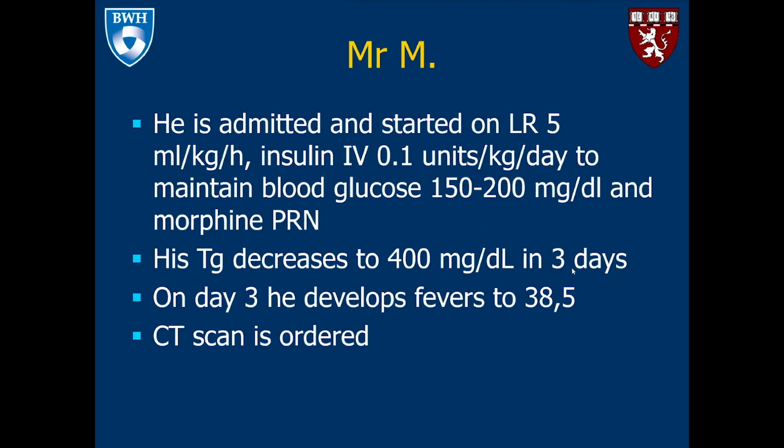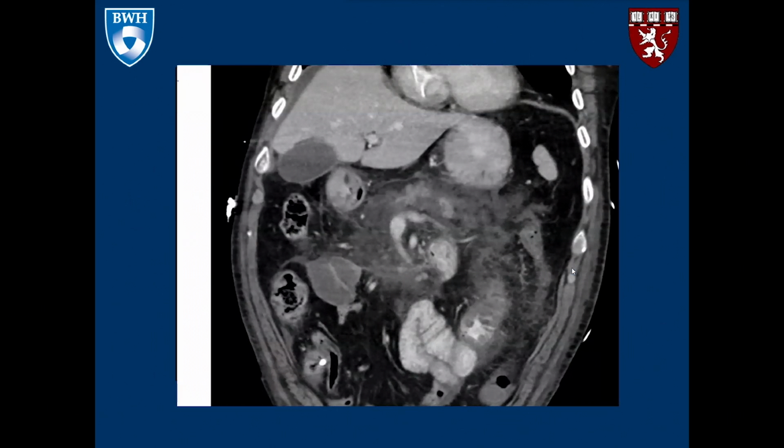So Mr. M, he's admitted and started on lactated Ringer's, 5 milliliters per kilogram per hour. He's also given IV insulin 0.1 unit per kilogram per day to maintain a blood sugar of 150 to 200 milligrams per deciliter, and receives morphine as needed. His triglyceride level decreases to 400 in 3 days. On D3, he develops a fever to 38.5. A CT scan is ordered. This is what we see.